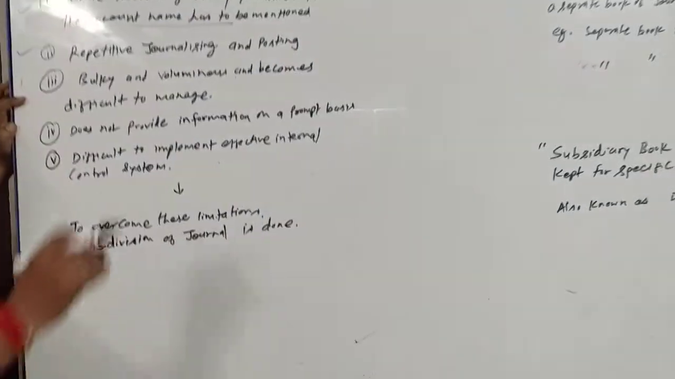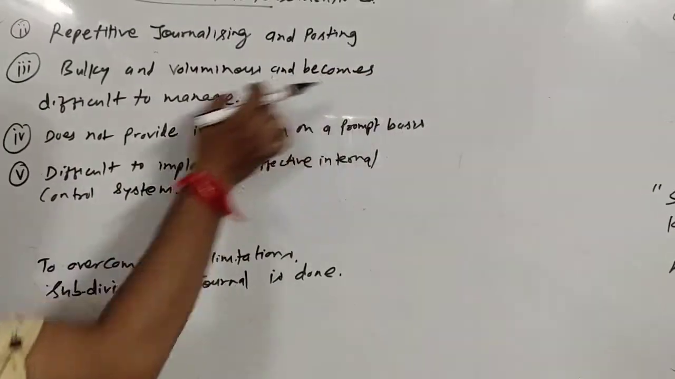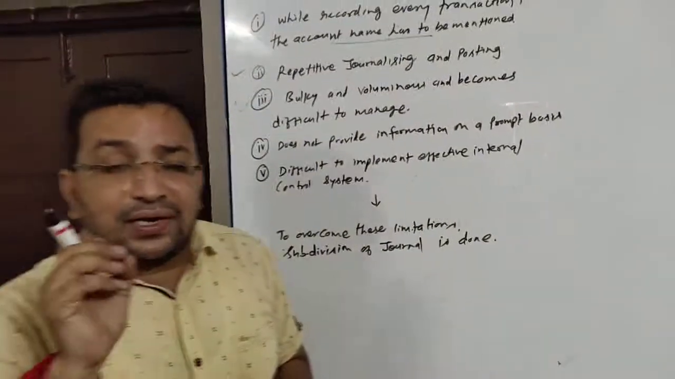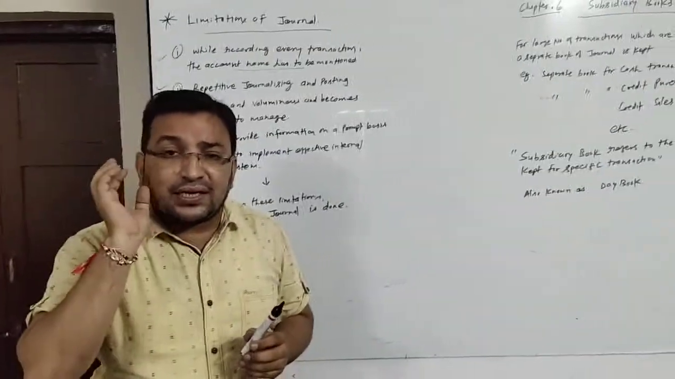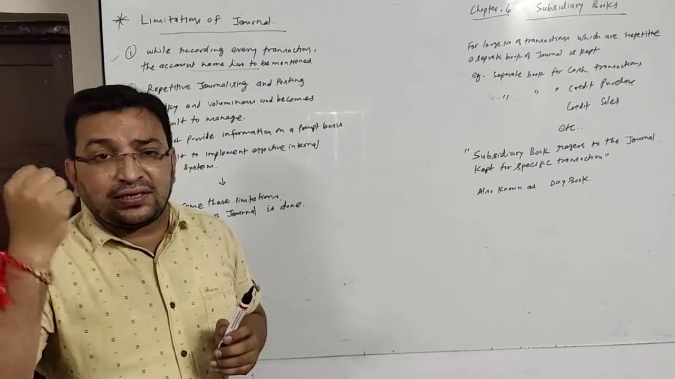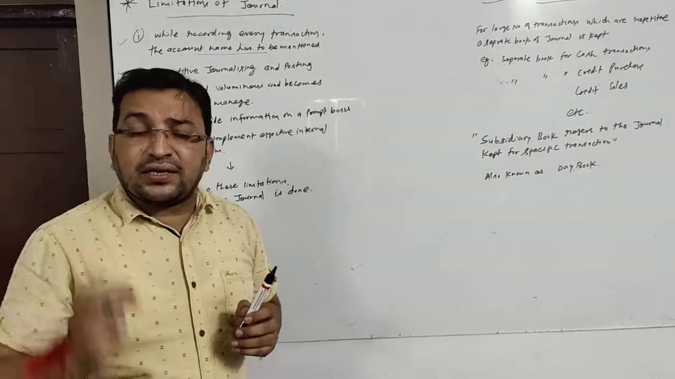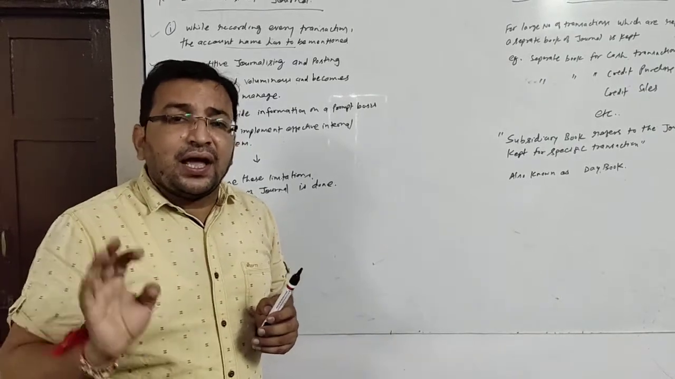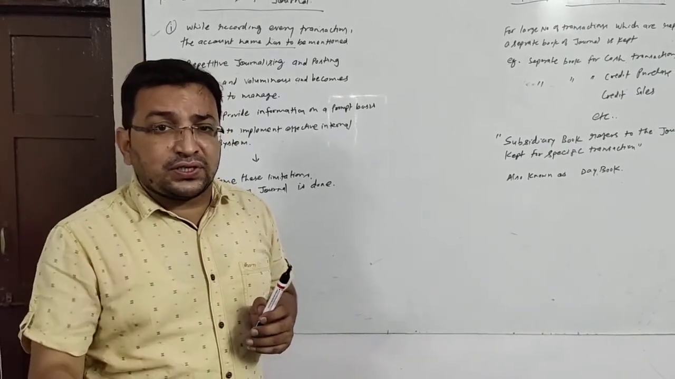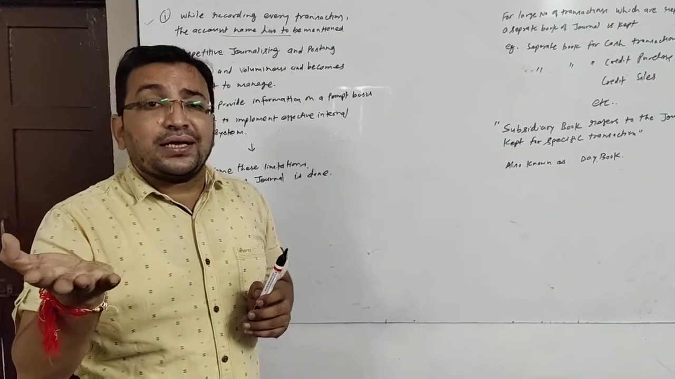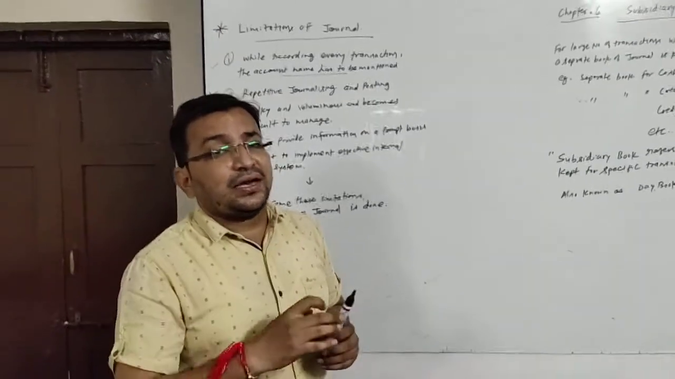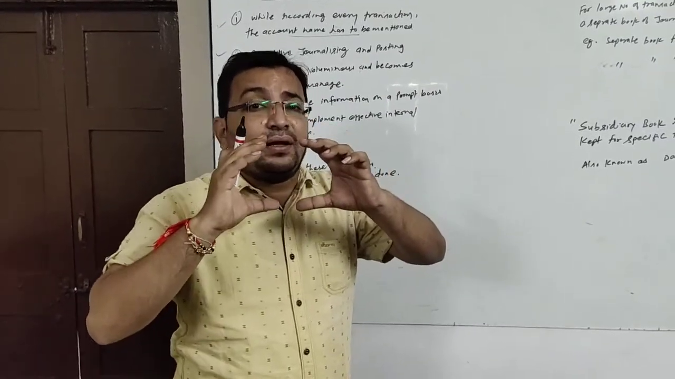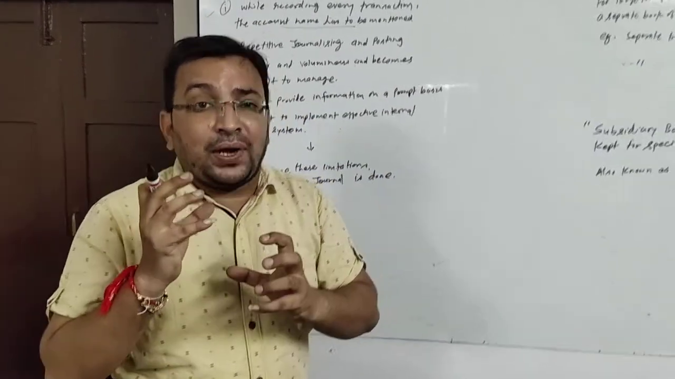What else? Bulky and voluminous and becomes difficult to manage. See, each and every transaction is recorded in journal, whether it is a cash transaction, a credit transaction, a transaction of purchase, sales, income, expense, liability, asset, any transaction, purchase of goods, purchase of assets, sale of goods, sale of assets, any such transactions are recorded in journal. So the thickness, the size of journal becomes big, right? So it becomes difficult to manage it.